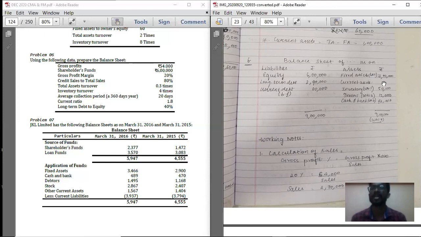Below that, cash and bank balance, within bracket working note number 10. How much do we find? Current assets minus inventory minus debtors. That is the balancing figure here, the cash balance. So 42,000.